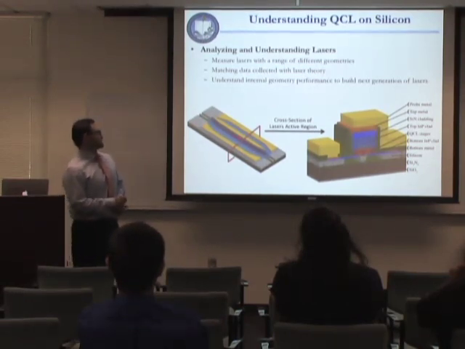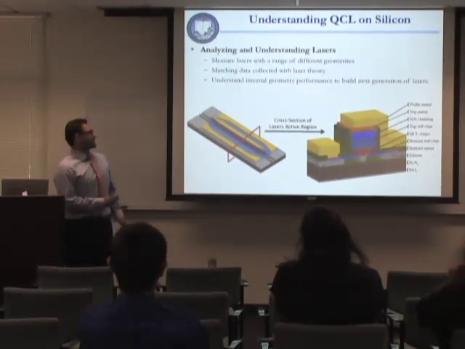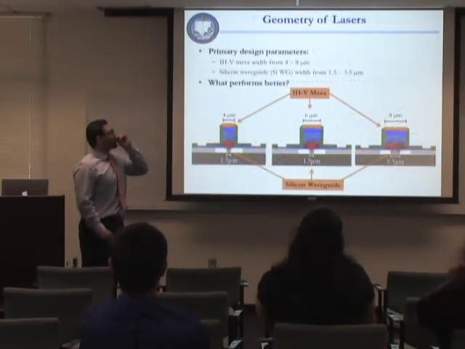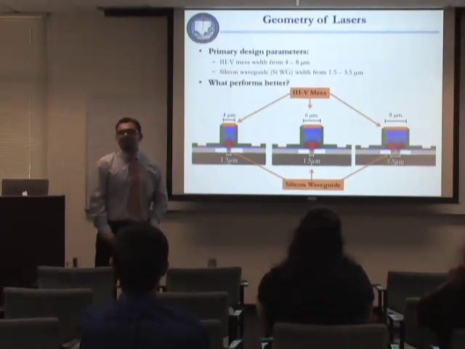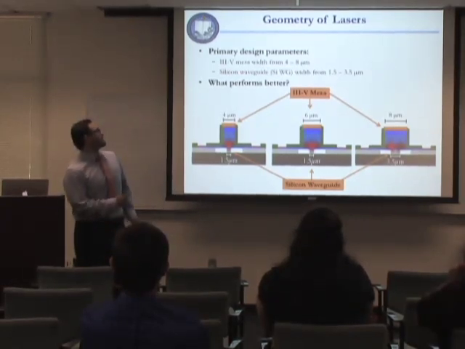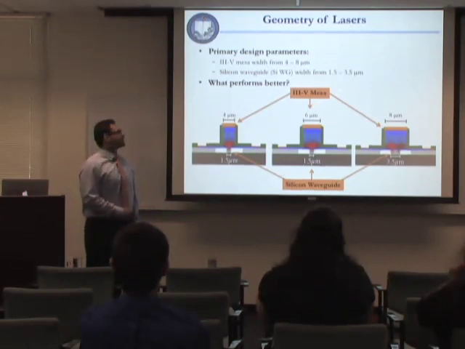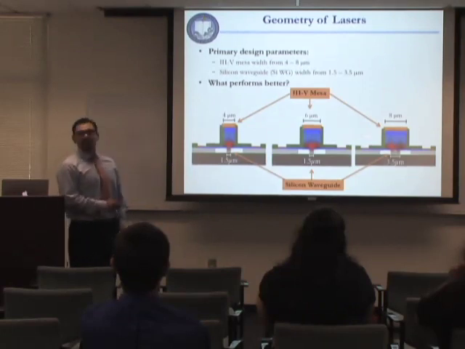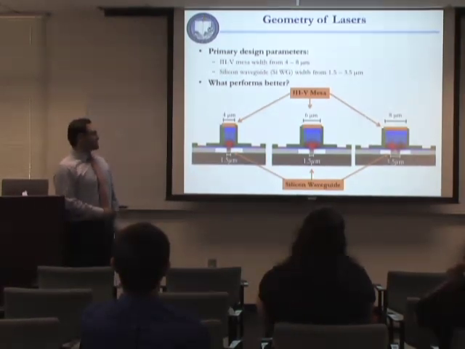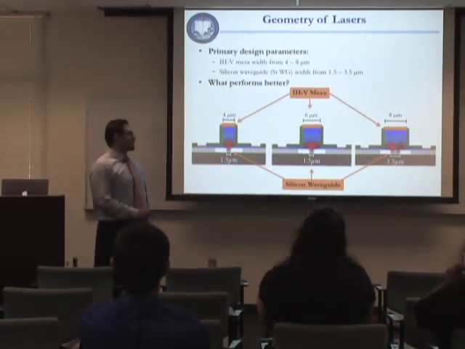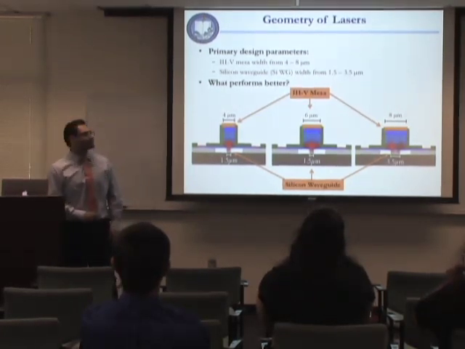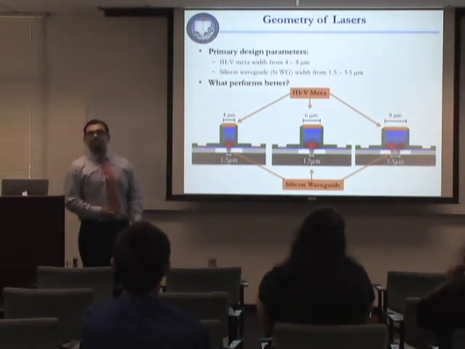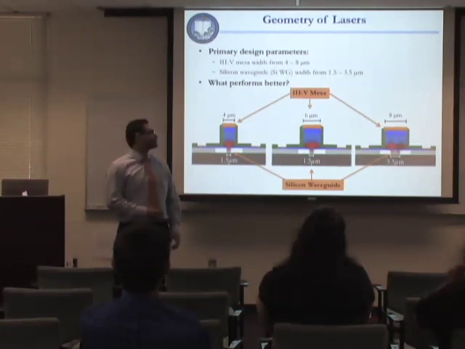Here you see a picture of the same laser from the previous page and a cross-section of a laser active region. The internal geometry that I'm talking about varies in the mesa width and the silicon waveguide width. Here on top you see our mesa width. It varies from 4 to 8 microns. And at the bottom we have our silicon waveguide width that varies from 1.5 microns to 3.5 microns. Throughout the research, the question I'm trying to answer is, which one of these internal geometries performs better?